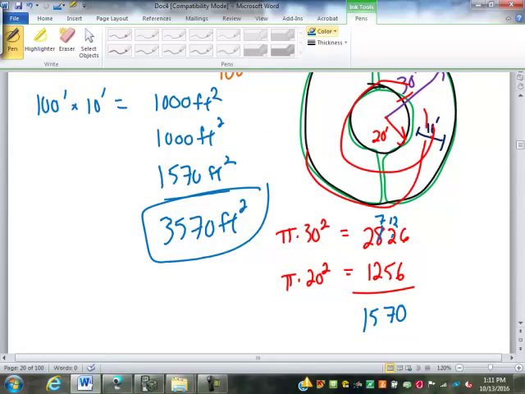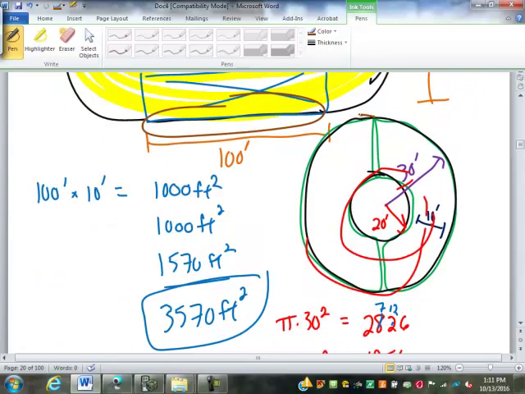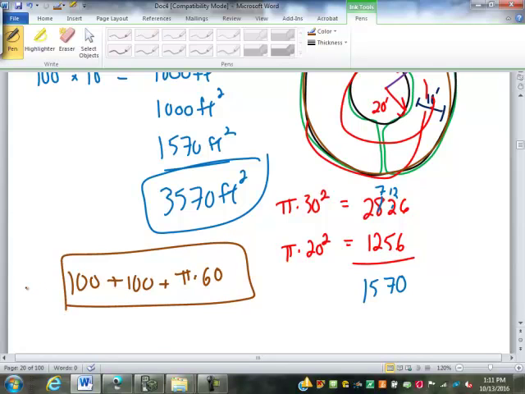Yeah, not too horrible. And perimeter would be found the same way as we did before. You've got 100 here, 100 here. You'd find the distance around the outside of the circle. That'd be pi times 60, right? Diameter for circumference. That would be the outside.